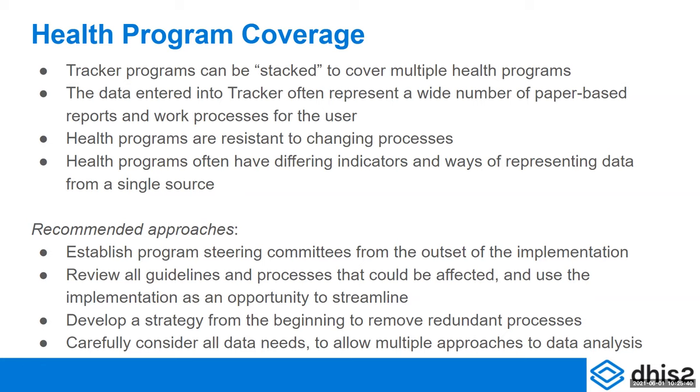Developing a strategy from the beginning to remove redundant processes. What we've seen when it comes to actually replacing paper, for example, is that the way to make that happen is to agree at the outset of the program what the strategy is for deciding when to remove paper. Are you going to do an evaluation after 3 months or after 6 months? What would need to be the outcome of that evaluation in order to agree to remove paper?